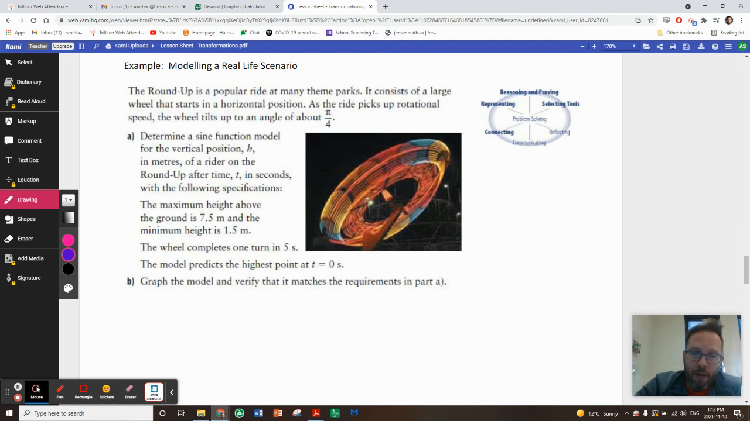So we have some information here. We have the maximum height above the ground and the minimum height above the ground. Remember, we can find the amplitude and the axis using that maximum height and that minimum height.